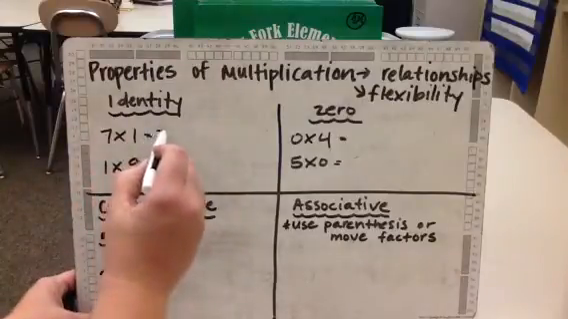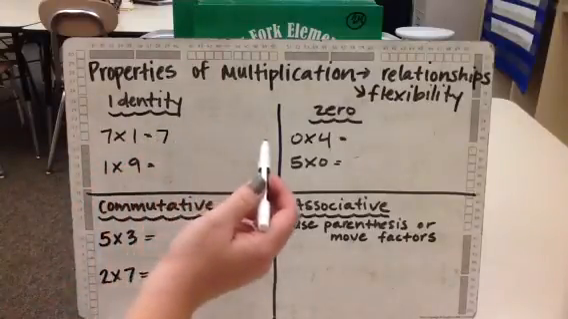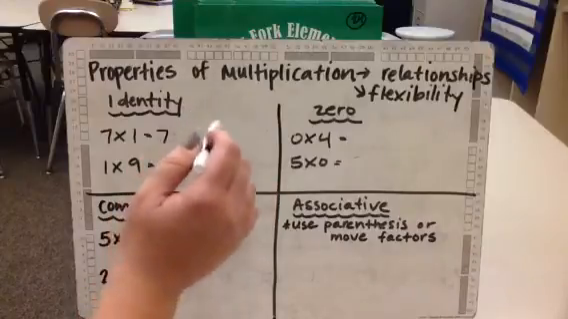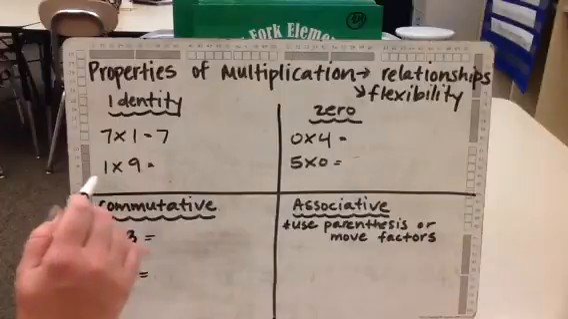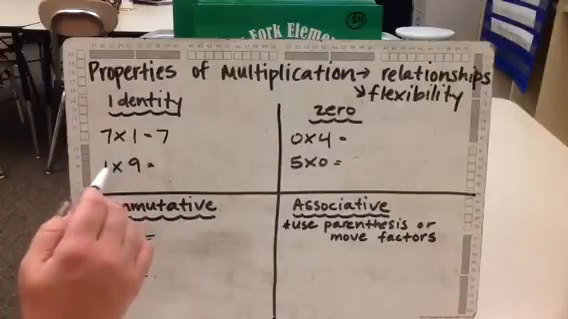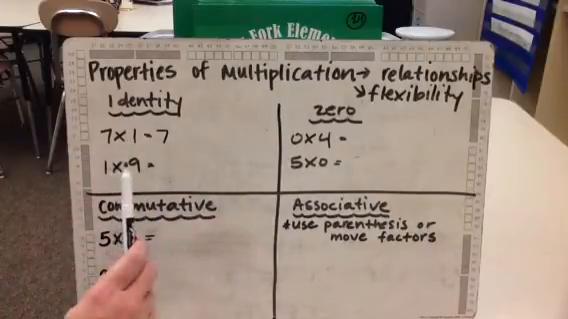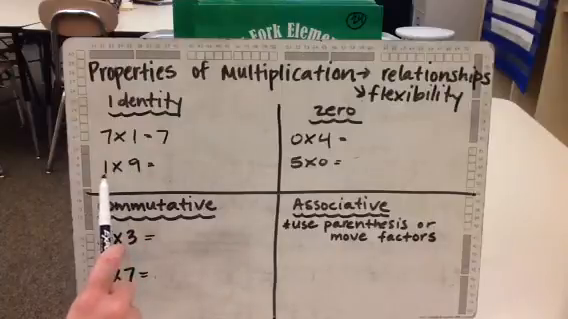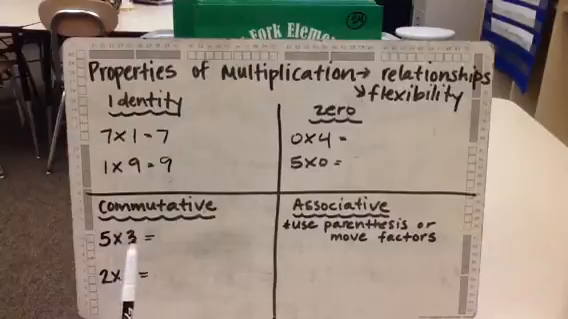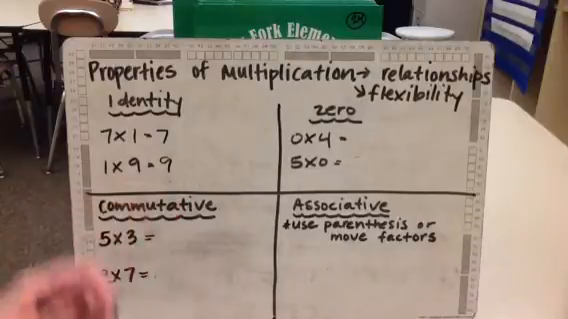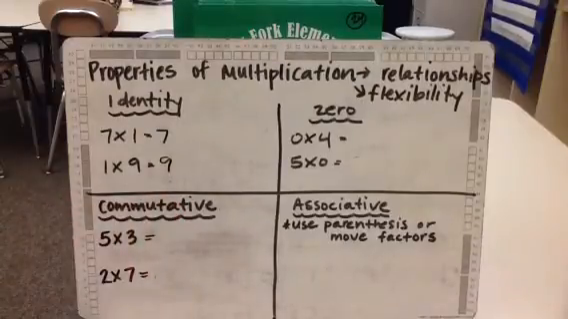And the reason that works is because if I have 7 groups and I put 1 in each, I'm counting by ones 7 times. Same thing here, even though it's the first one and here it was the second factor, it does not matter. So here I see a factor of 1, so I know the product is going to be the other factor. And the reason that works is I have one group of 9, so I only have to count that one group and there's 9 in it, and I'm done counting. My product is 9.